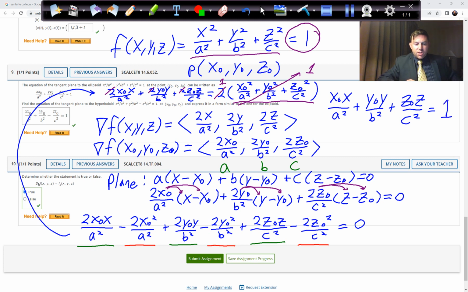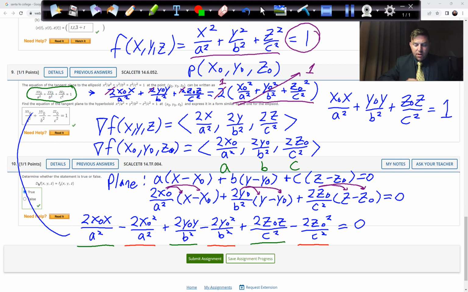So in effect, right here, we just proved this equation. So x0x over a squared plus y0y over b squared plus z0z over c squared equals 1. Now notice I did transpose the z and the z0 and x. It doesn't matter though. So I can write the x0 first or the x0 second. It doesn't matter in multiplication. So we just proved that.